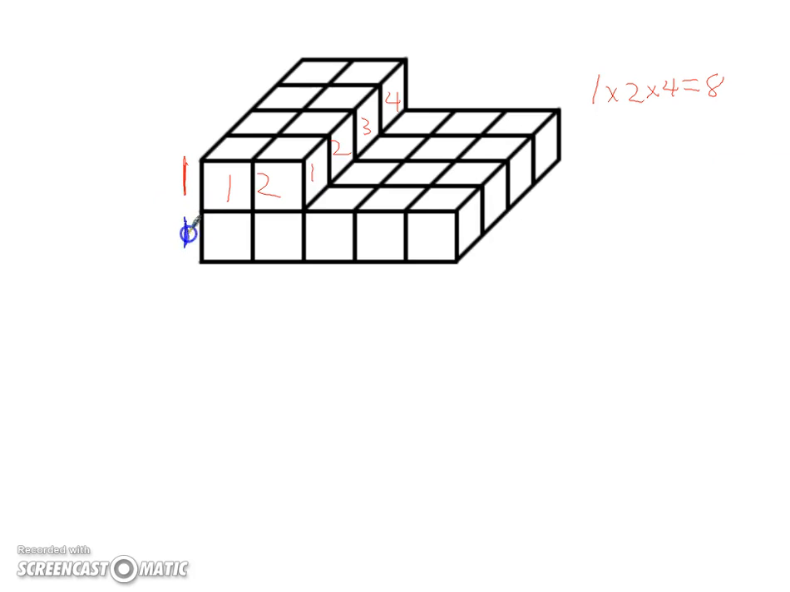I'm only doing one layer this way. 1, 2, 3, 4, 5 this way. 5 long, and 1, 2, 3, 4 this way. So 1 times 5 times 4 equals 20. And I add my two numbers together, and I'm at 28 cubes.